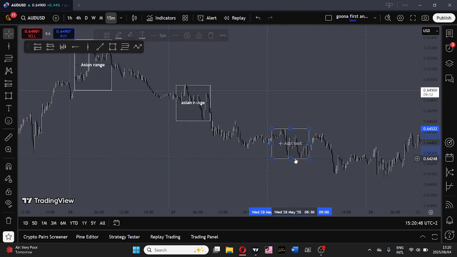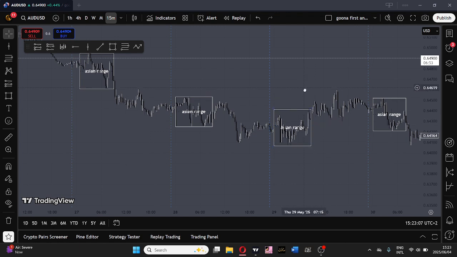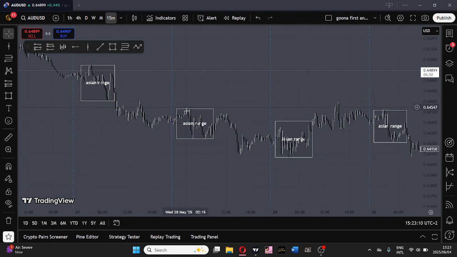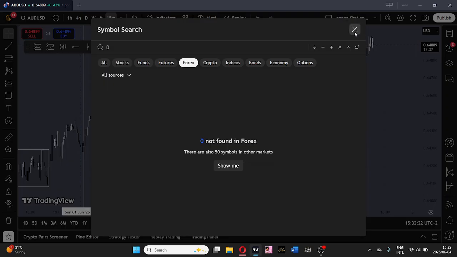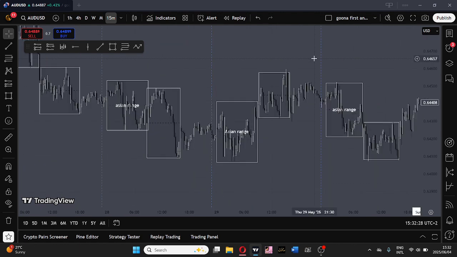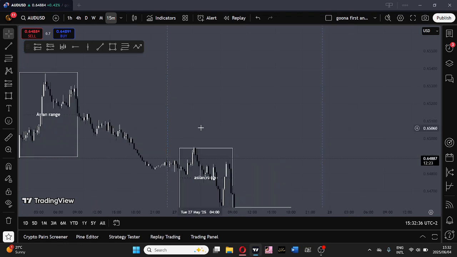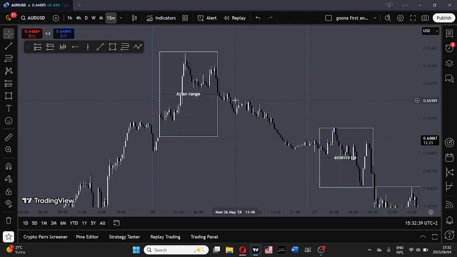Let me pause, then I'll get back to you when I mark all of them, so you can see. Okay, so I've marked out the previous week's Asian range, all of them: Monday, Tuesday, Wednesday, Thursday, and Friday. The program wasn't recording, so I have to re-explain this. So let's go through it one more time.